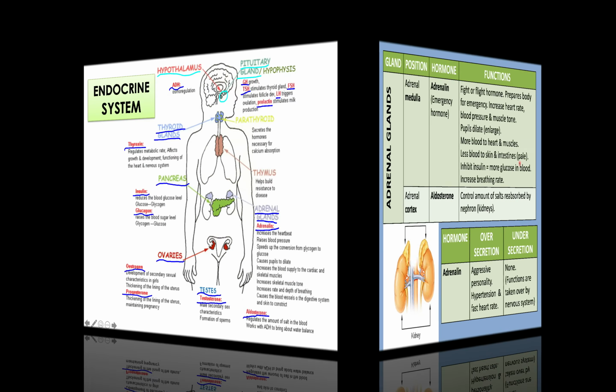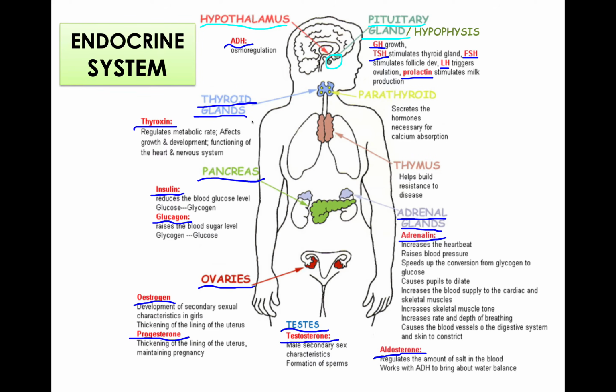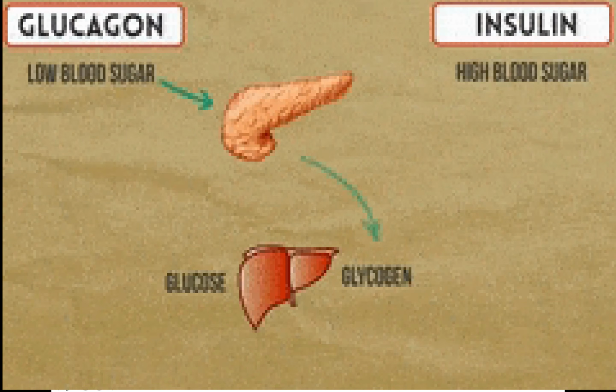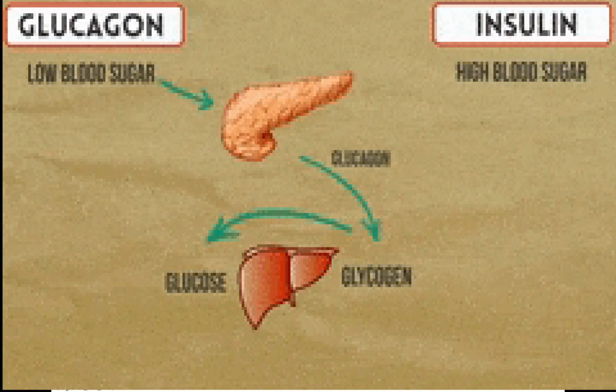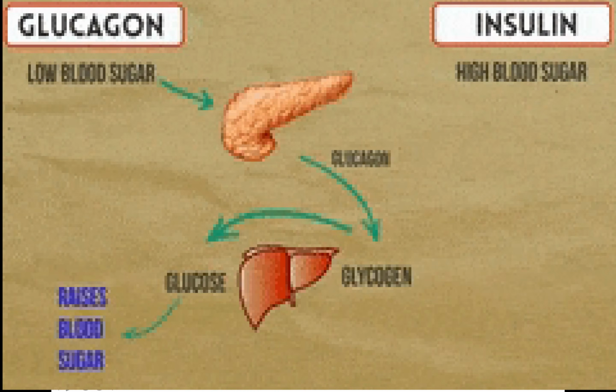Let's move on to the pancreas. The pancreas is responsible for secreting two hormones, namely insulin and glucagon. Let's find out what their functions are.